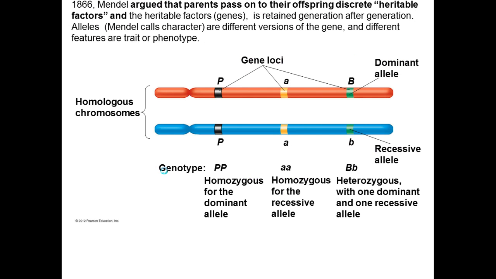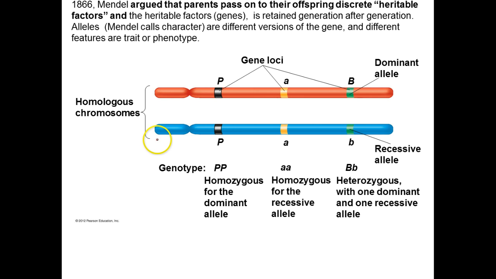Now, Mendel argued that parents pass their offspring some kind of discrete heritable factor, and today we know that heritable factor, as you can see in the picture, is genes, which are found on a chromosome. And notice I have a picture of homologous chromosomes. Homologous, remember, means they're similar chromosomes with similar information, but they're not identically the same because you can have different versions of the genes.